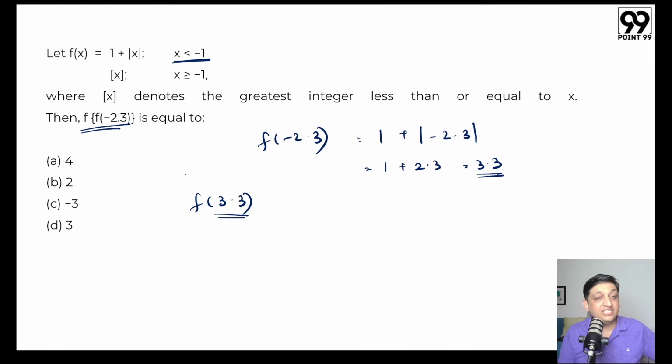Now what is f of 3.3 according to the question? It is greater than or equal to minus 1. It's definitely greater than minus 1. So my answer is going to be square bracket 3.3. Now we are trying to figure out the greatest integer that is less than or equal to x. Now 3.3 is not going to be an integer. So I need to figure out the greatest integer that is less than 3.3. What all integers are less than 3.3? 3, 2, 1 and so on and so forth. What is the greatest integer that exists that is less than 3.3? It is going to be option D, that is 3, which is the answer to this question.